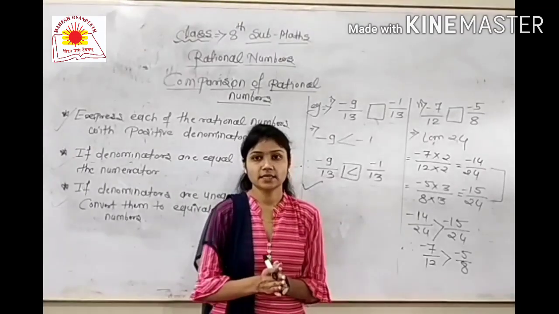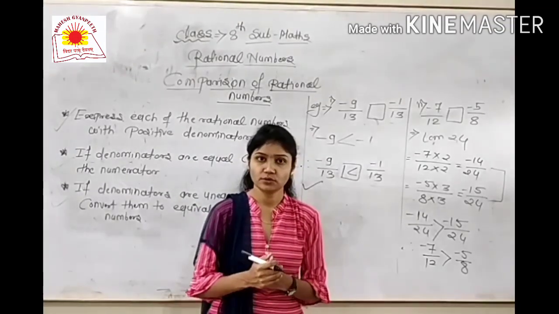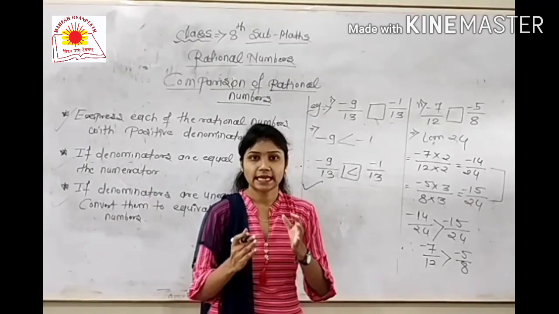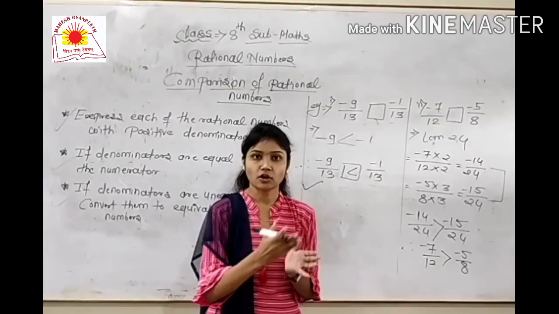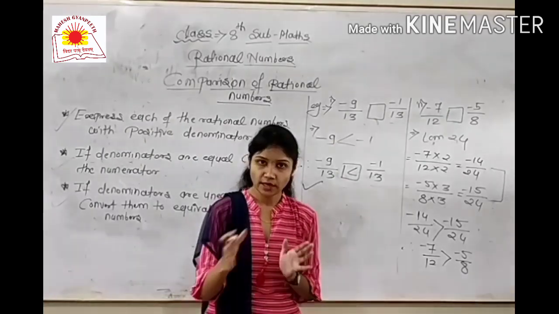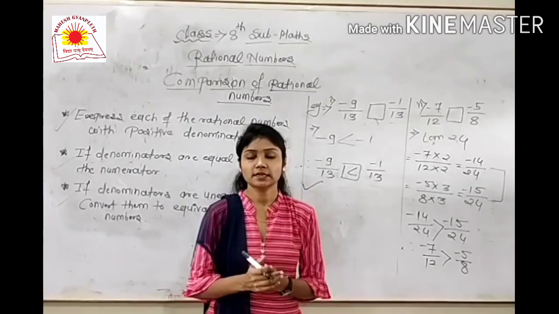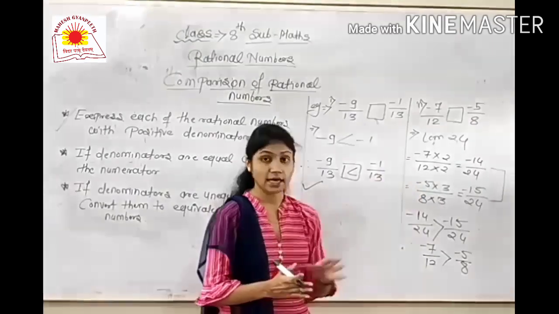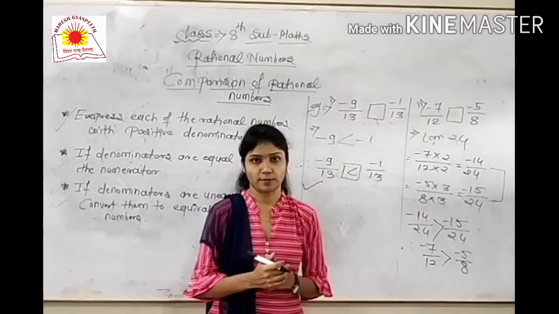Again, you may be given ascending and descending order. How to solve ascending and descending order? When you are given same denominator rational numbers, you arrange them according to their numerators. And when you are given different denominator rational numbers, first find the equivalent ones by using the LCM method, and then arrange them properly. Okay?